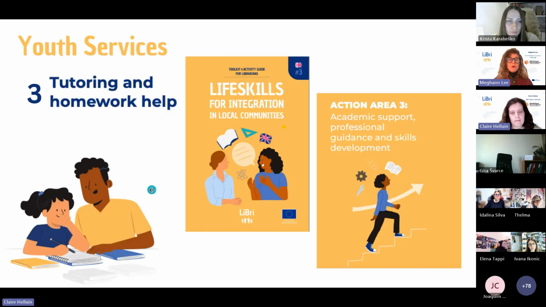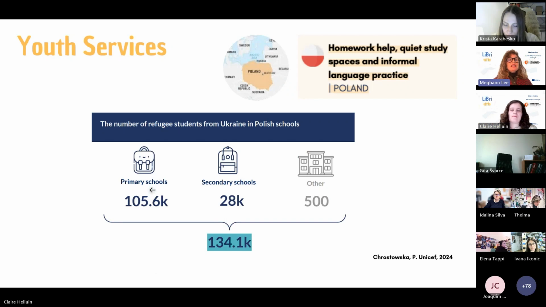So right here, what I'm showing is some data just to again underline the urgency of this. Since the onset of Russia's full-scale invasion of Ukraine in 2022, Poland has faced an unprecedented influx of refugee children, as have other countries. I'm highlighting Poland here because they're marked in the toolkit as an example of where homework help and quiet study spaces and informal language practice is being used, targeted to assist Ukrainian children.